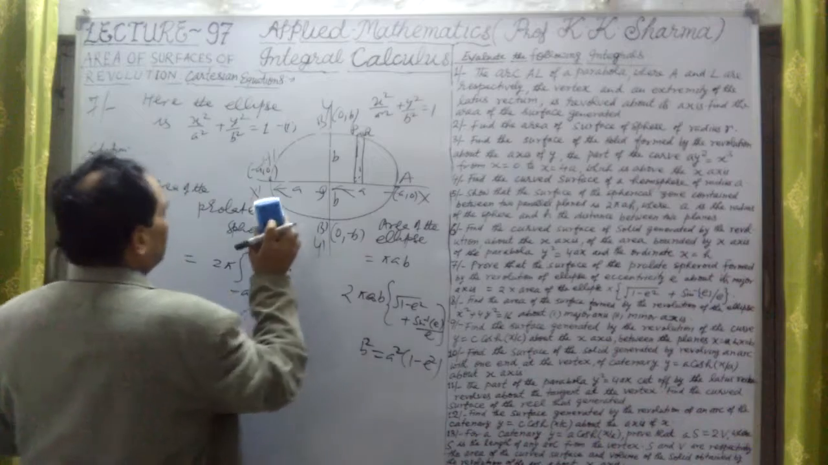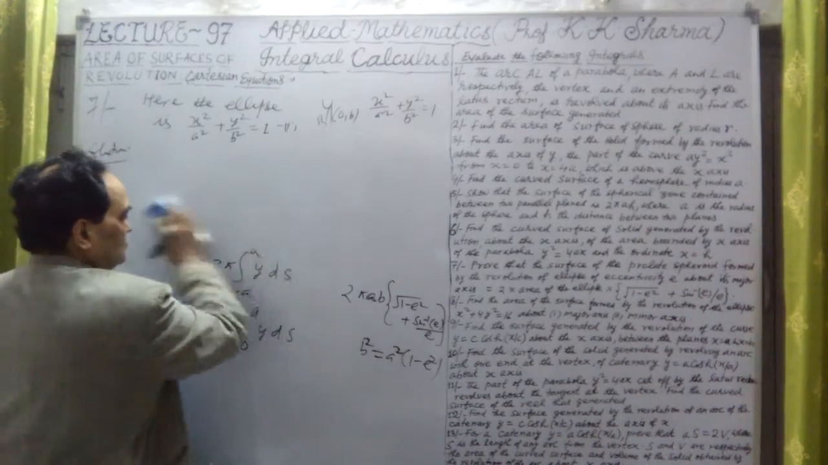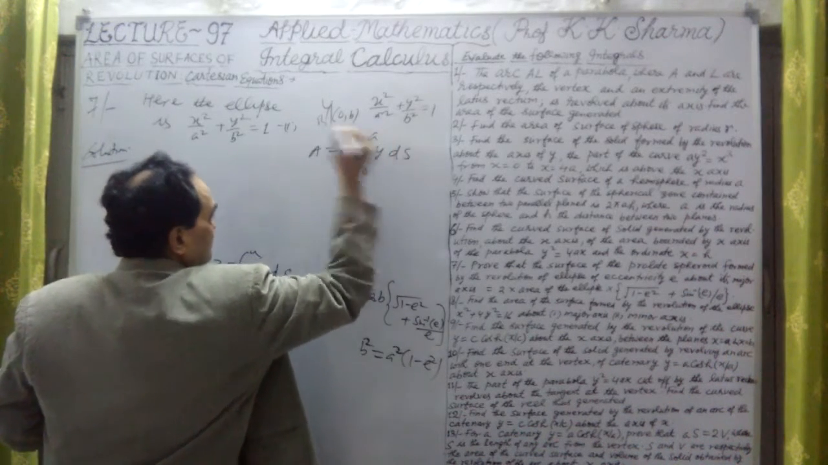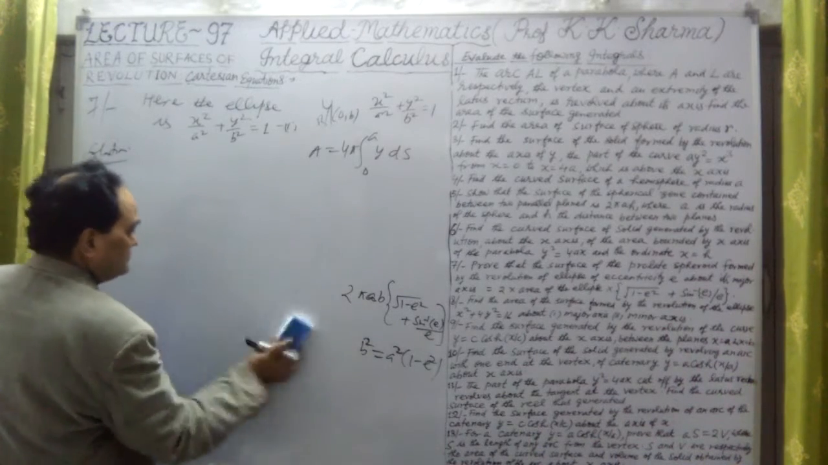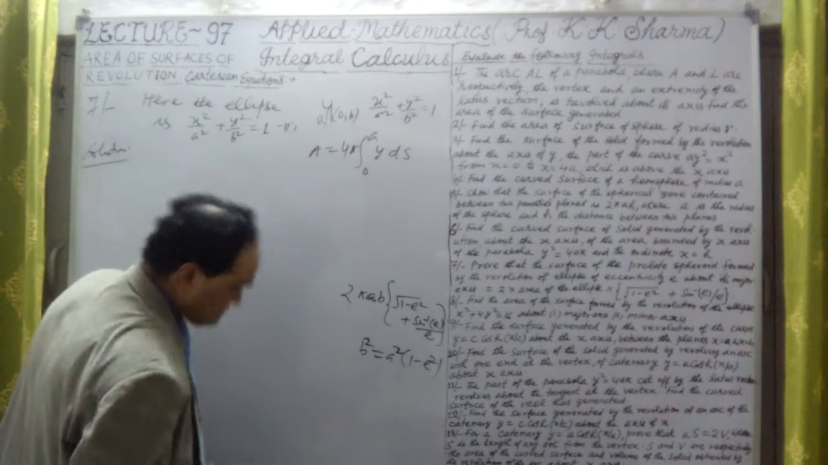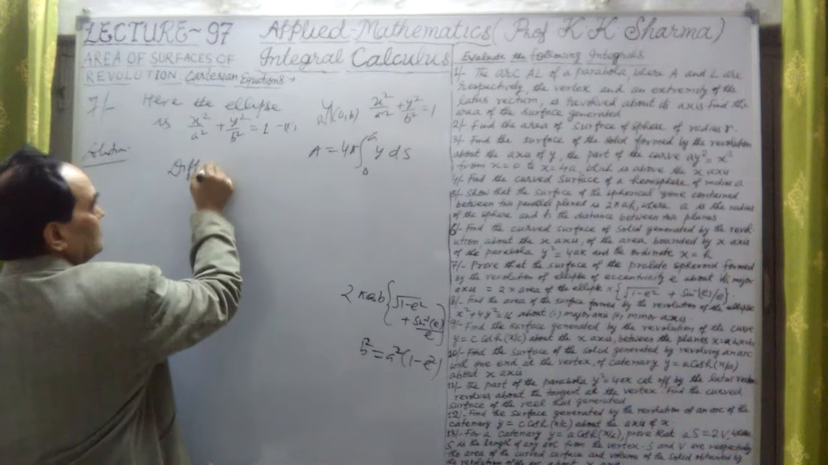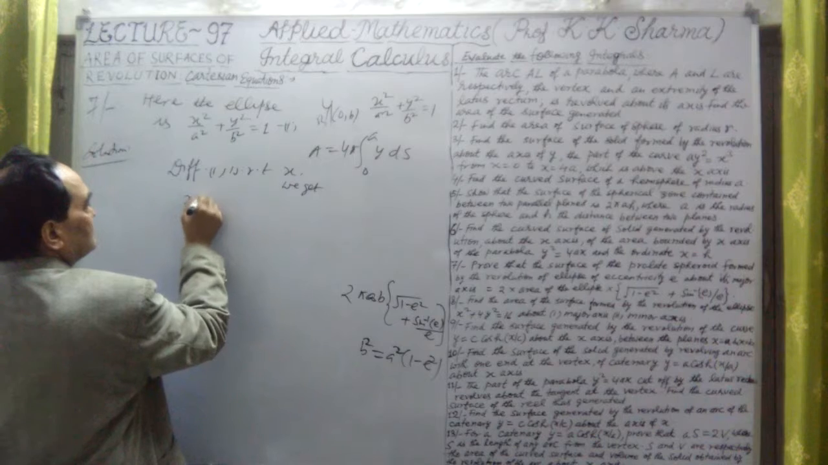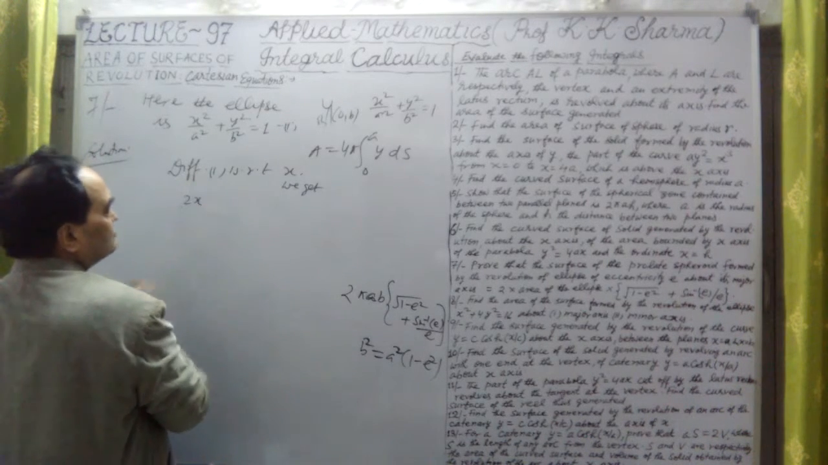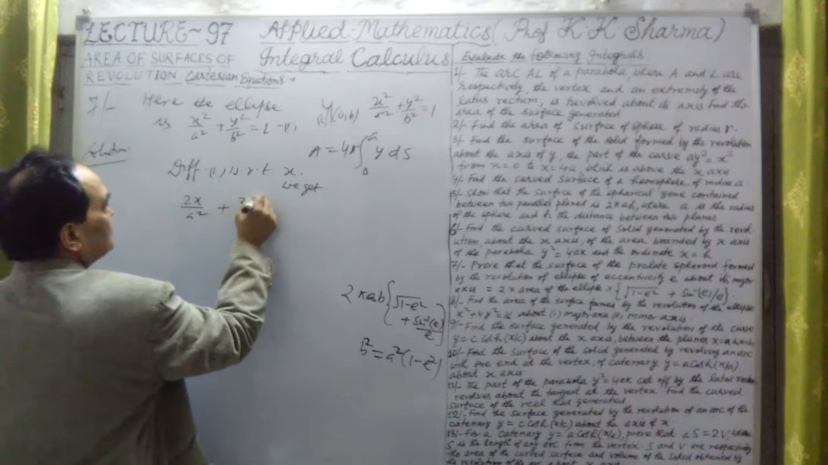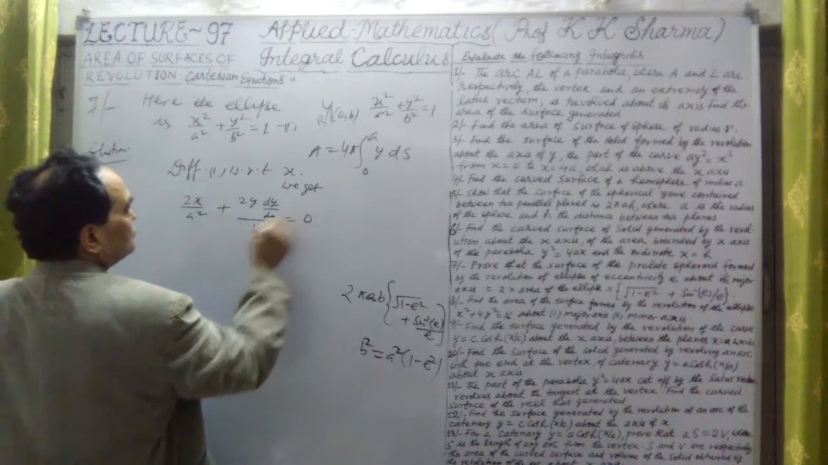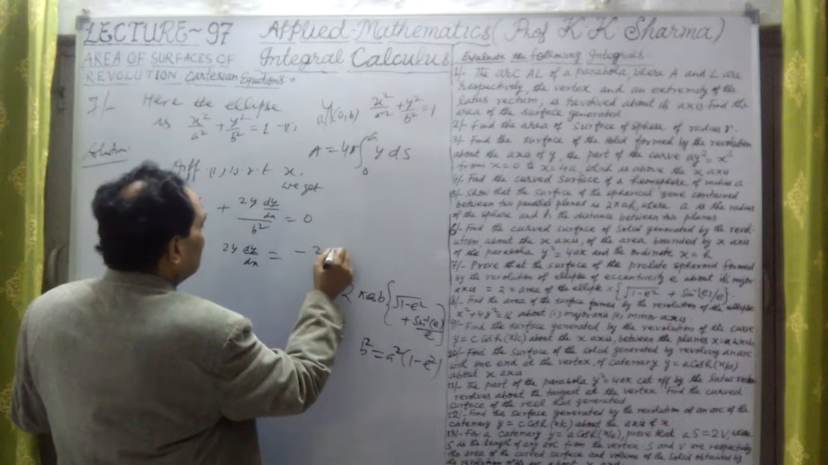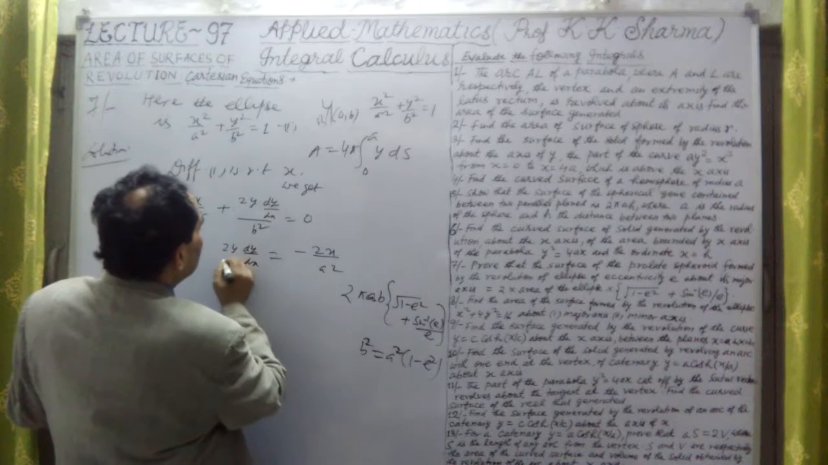So this we have to prove. Area is given by 4 pi, integral from 0 to a, y into ds. Now let me find out what ds upon dx is. Differentiating this equation with respect to x, we get twice x upon a square plus twice y into dy upon dx upon b square equal to 0. Or twice y into dy upon dx is equal to minus twice x upon b square, I'm sorry, the a square in the denominator.